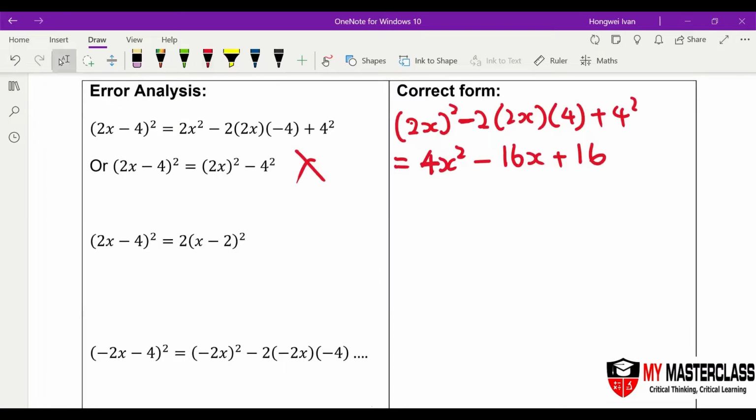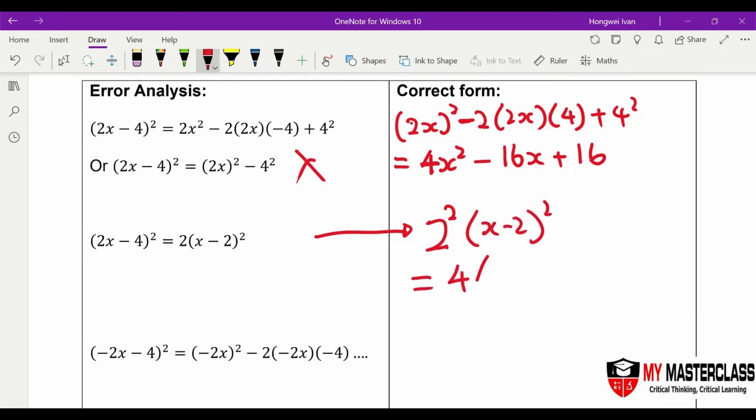Next, (2x minus 4) bracket square. It seems logical that the 2 factorizes outright. So this one is also wrong. The correct one, when you factorize out the 2 from a bracket square, you must have the square here. So that is equal to 4 bracket (x minus 2) square. Error analysis.